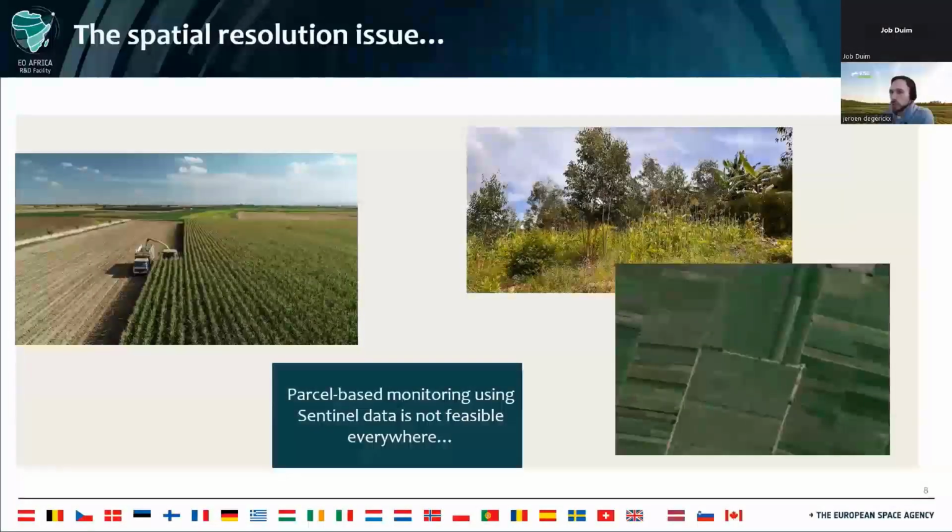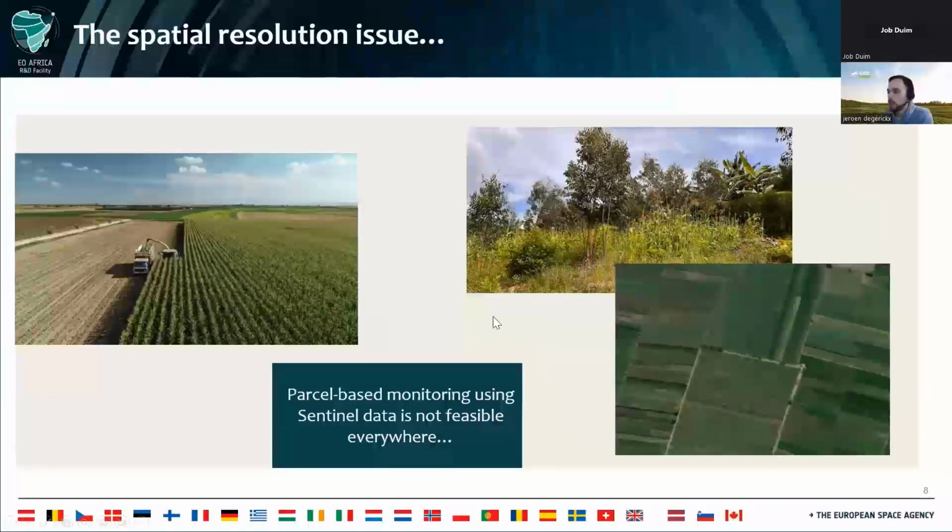But even though with Sentinel-2 at 10-meter resolution, parcel-based monitoring is not feasible everywhere. If you look at the US or Europe, where you typically have these very large homogeneous parcels, the resolution of 10 meter will obviously do.